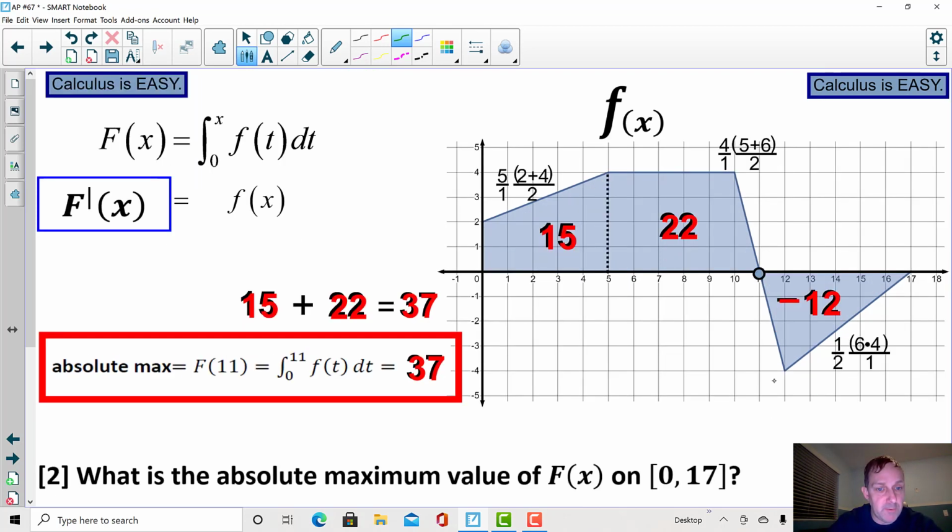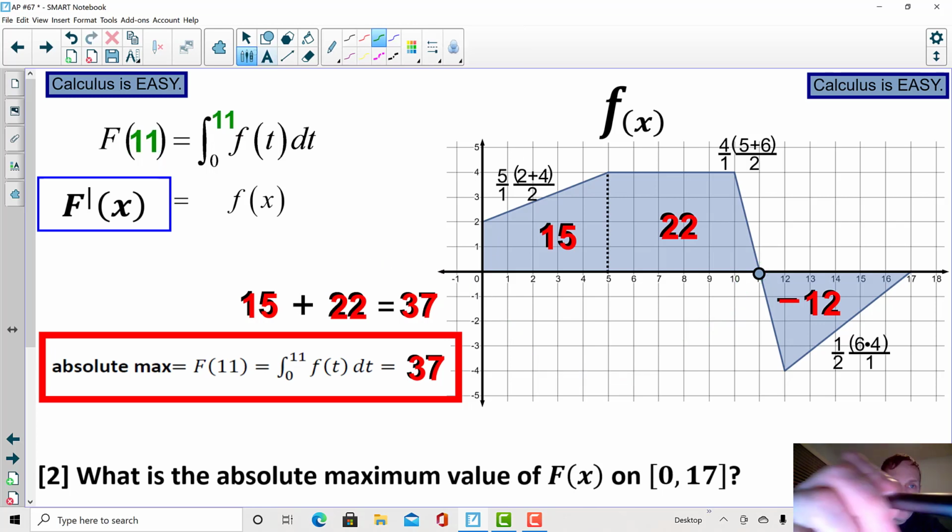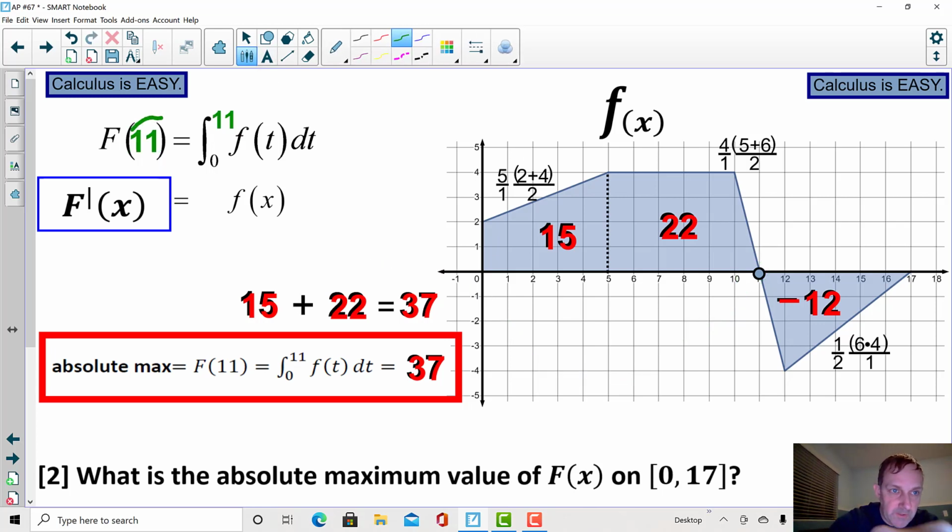This is the same example, it's just a different question. First, they wanted to know where the maximum occurred. And so that's going to be an x value. Now it's asking what is the absolute maximum. So now we need to find the y value. So if the absolute maximum occurs at x equals 11, then we need to plug in x equals 11 into our F function. If I plug an 11 there, I'm going to get an integral from 0 to 11. So there'll be an 11 right here. Okay, there we go. I put the 11 there.